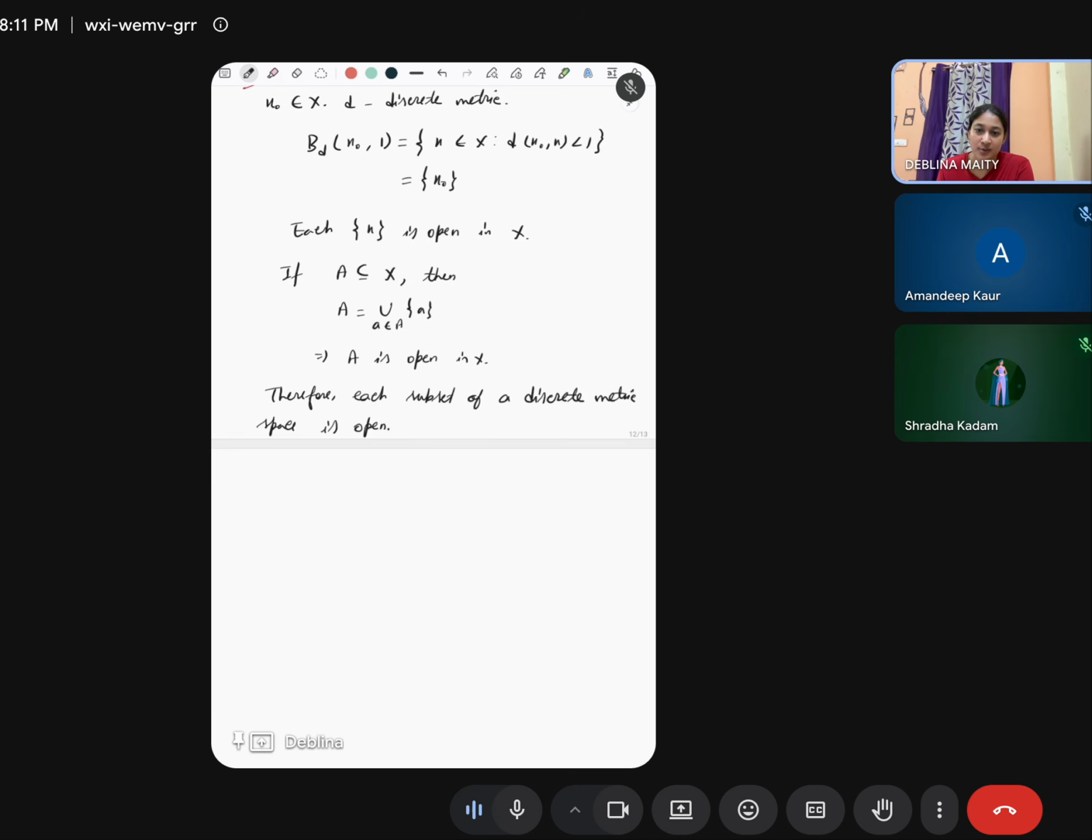Since each subset is open, every set will also be closed, right? Because the complement of A can be written as X minus A. Now X minus A is a subset of X, and any subset is open, so this is open, right? And since X minus A is open, A is closed, right? So this set is also closed in X. So any subset in a discrete metric space is open and also closed, right?